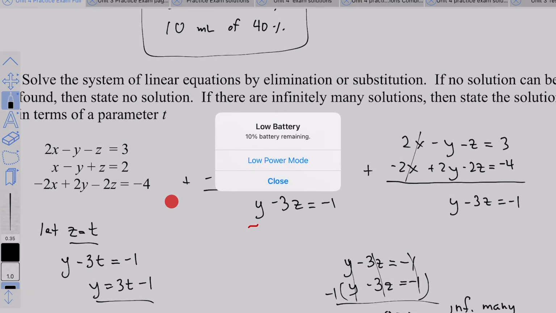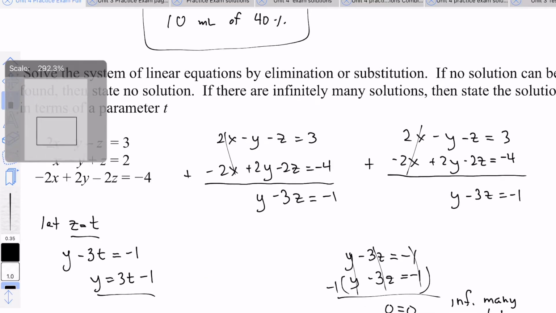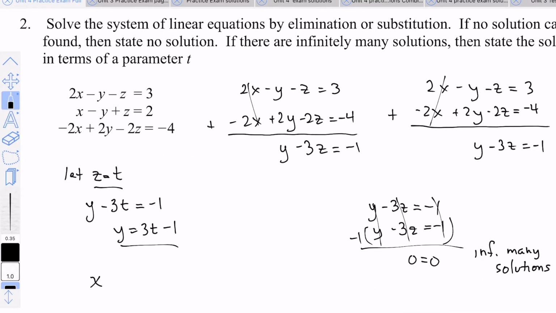So to find x, I'm going to use this middle equation and then substitute. I'm going to put the value of y in for right there. And then for z, we're going to replace it with t, and then solve for x. So if you combine terms, this is a -3t. If I add a t, that's -2t. Here I'm going to have a +1 because it's a negative times a negative.